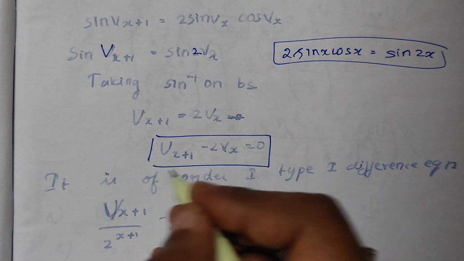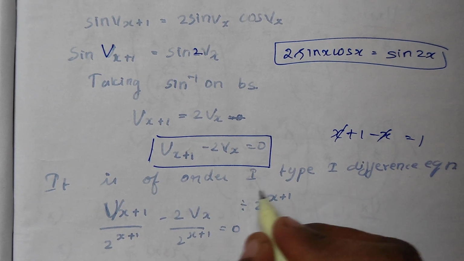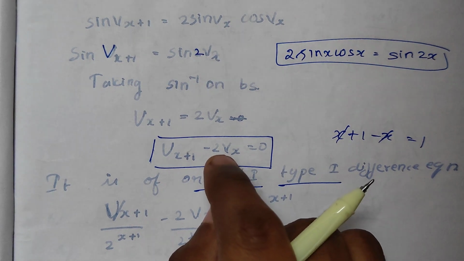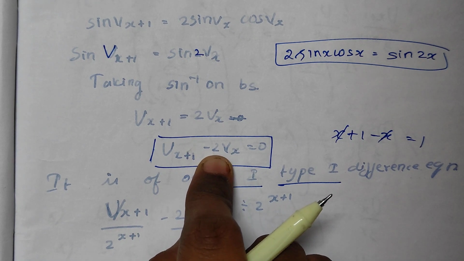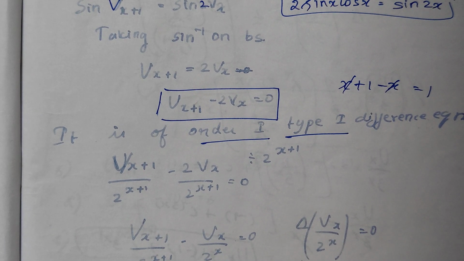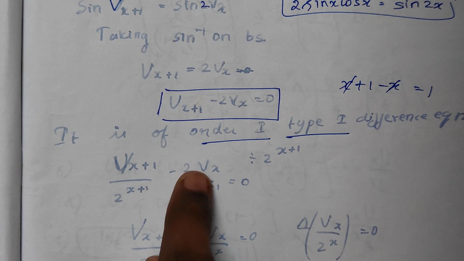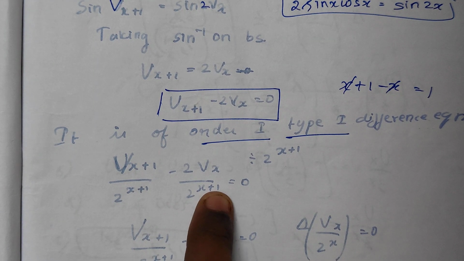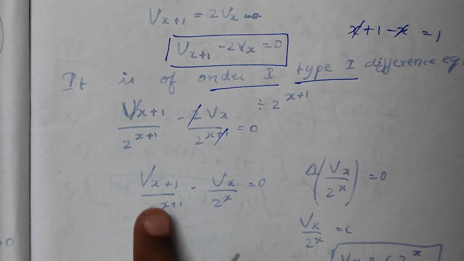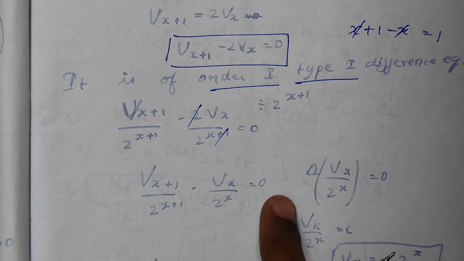When you are finding the order, x plus 1 minus x will give you 1. So it is of order 1 and type 1 because the constant here is 0. What you have to do is take this constant 2 to the power x plus 1 and divide by that constant power x plus 1. You will get v_(x+1) divided by 2^(x+1) minus 2 into v_x divided by 2^(x+1) is equal to 0. 2 will get cancelled. You will get v_(x+1) divided by 2^(x+1) minus v_x divided by 2^x is equal to 0.